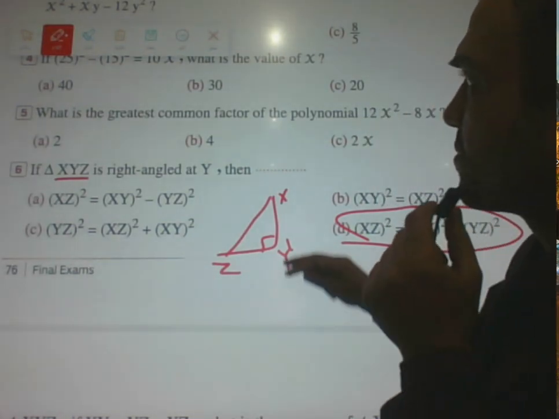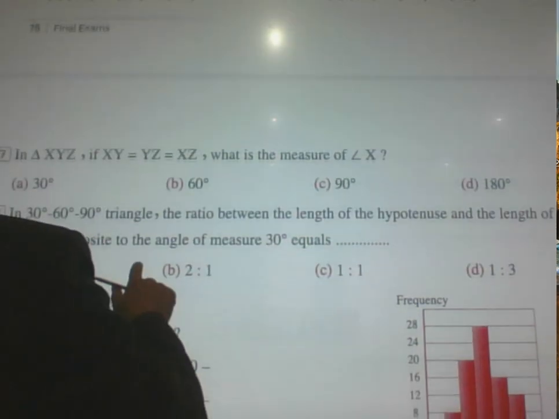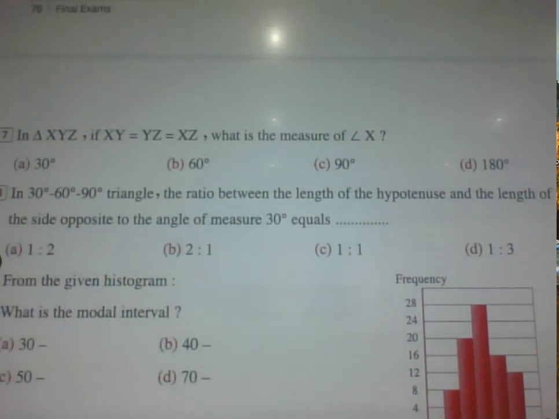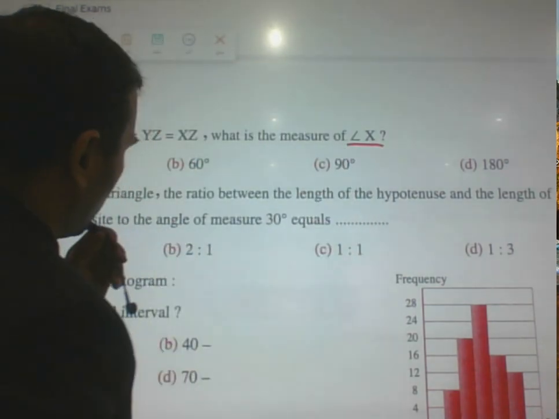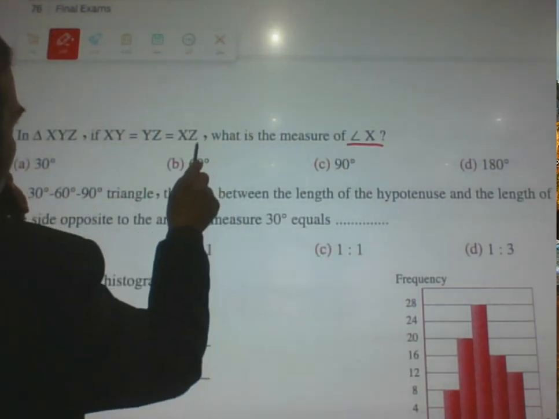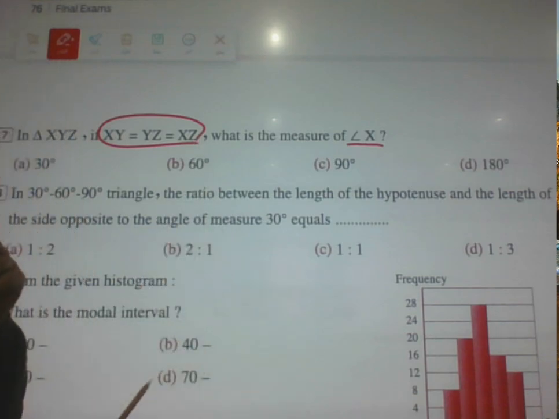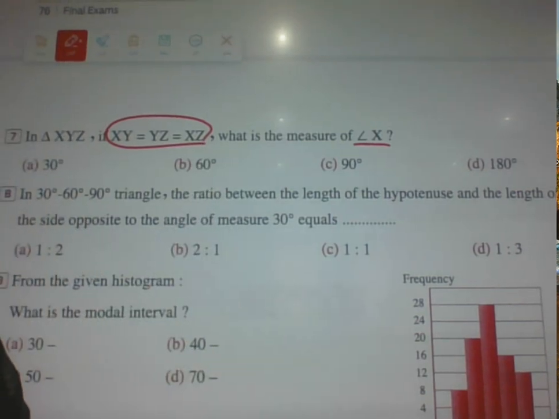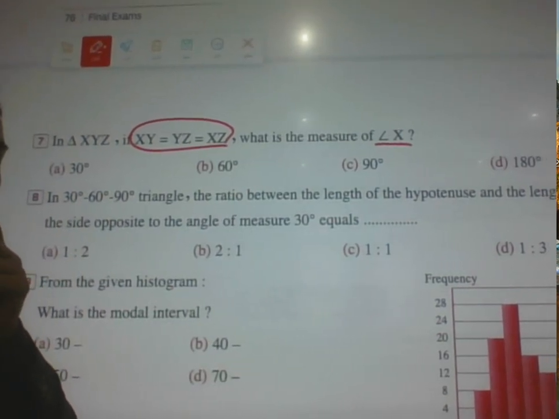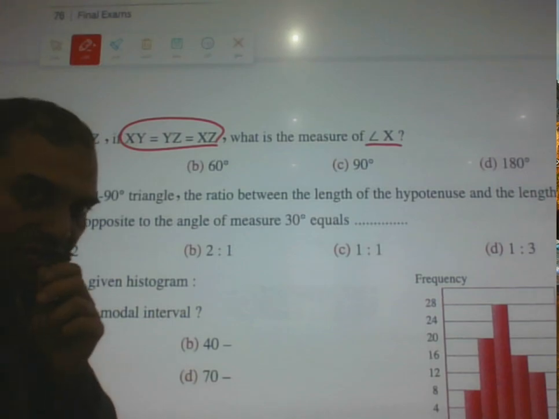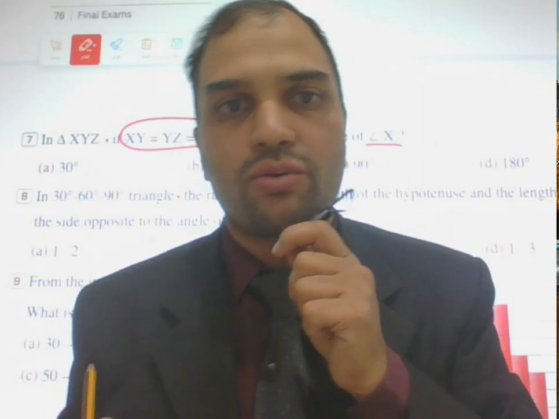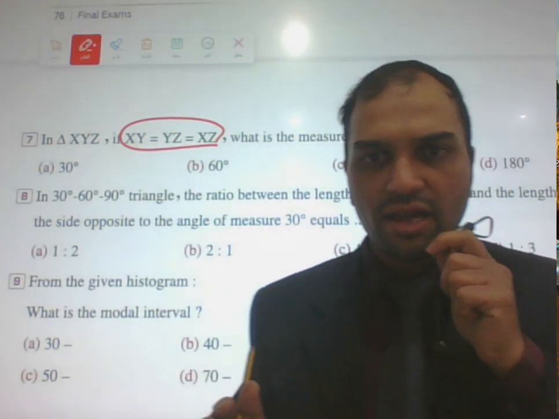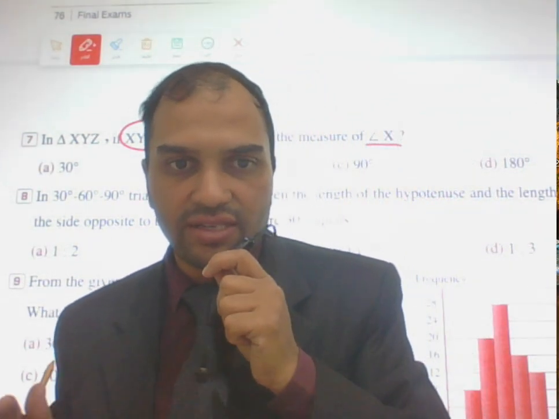Okay. Next question. In this triangle we have XY equal to XZ. We have an isosceles triangle, and we want to find the measure of x. Okay. Look at here. Oh, we have an equilateral triangle. Three sides are equal in length. This triangle, we call it equilateral, all sides are equal in length. Then the measure of each angle equals 60 degrees. We can divide 180 by 3 equals 60. Okay. Then the measure of each angle equals 60 degrees.